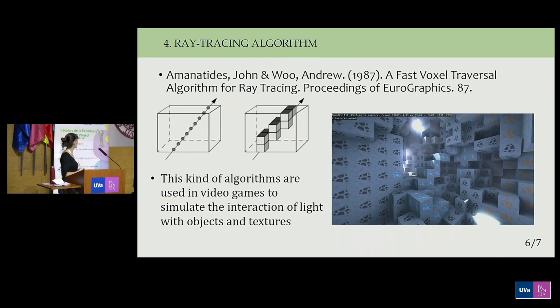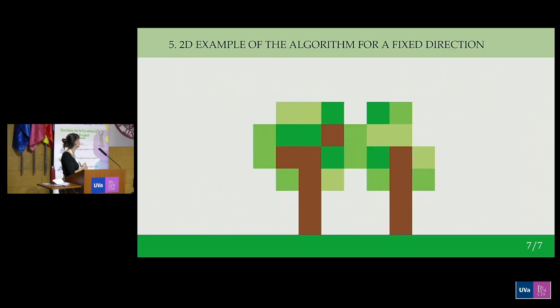And about ray tracing algorithms, they are really important in video games, and they are used to simulate the interaction of light with objects and textures. This means that when, for example, a video game character walks into a room and the shadows and lights change, and they do it in a realistic way, this is thanks to ray tracing algorithms.